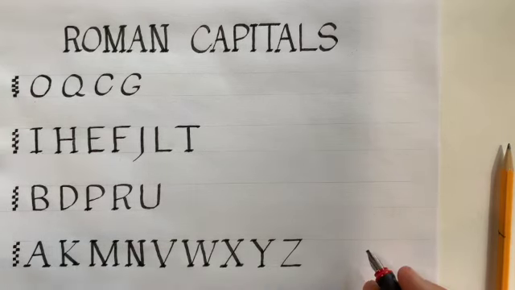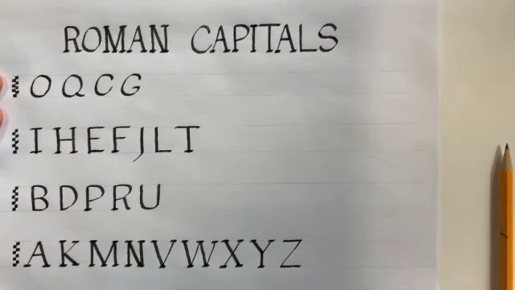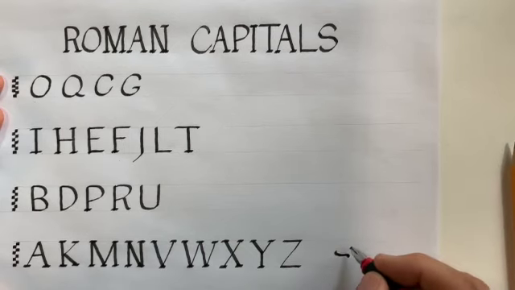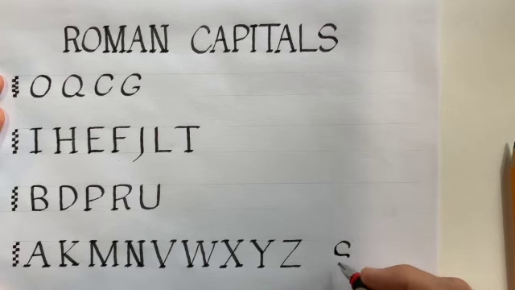Now I have skipped a letter on purpose, because just like with the Uncial hand in the other video, it's one of the more complicated ones to do, and that is the S. So the S, let us begin with the middle portion. It takes 3 strokes to create the S. There we go.